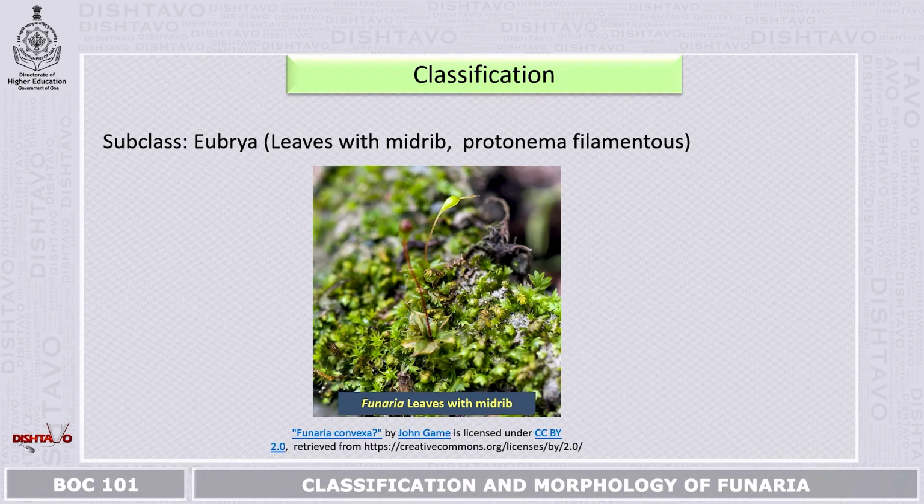Subclass Eubryidae, the leaves with midrib. In this picture, you can see nicely the leaf-like structures growing with the midrib. Here the protonema is filamentous. Protonema is a thread-like chain of cells that forms at the earlier stages of development of the gametophyte. In this picture, you can see the thallus growing with a seta and the capsule projecting.